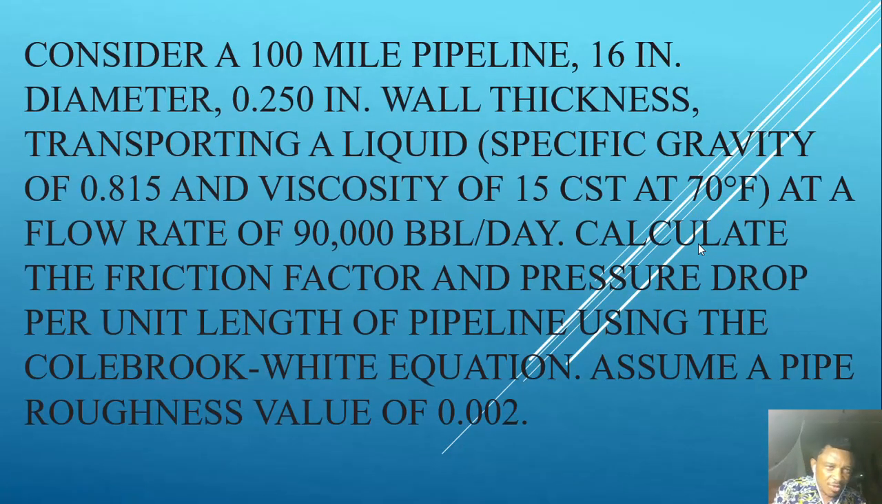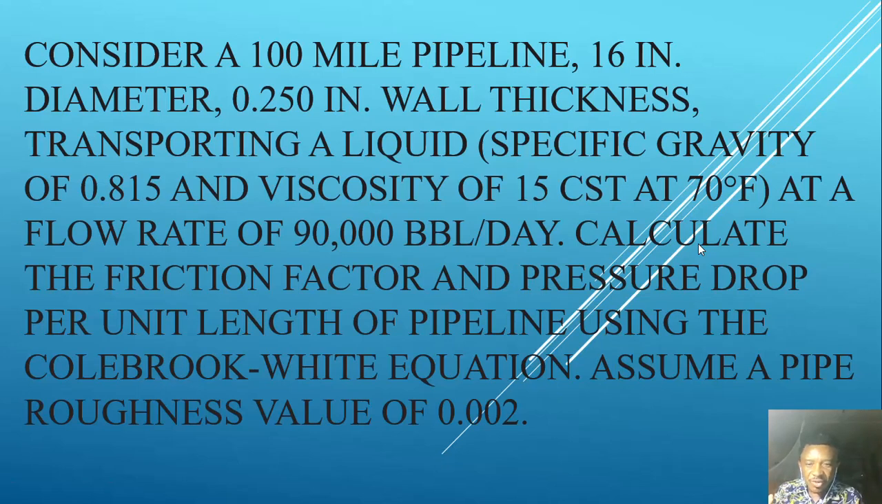Now look at the question. This is the question. It says consider a 100-mile pipeline, 16 inches diameter, and the wall thickness is 0.250 inches. The specific gravity is 0.815 and viscosity of 15 centistokes at 70 Fahrenheit, at a flow rate of 90,000 barrels per day.